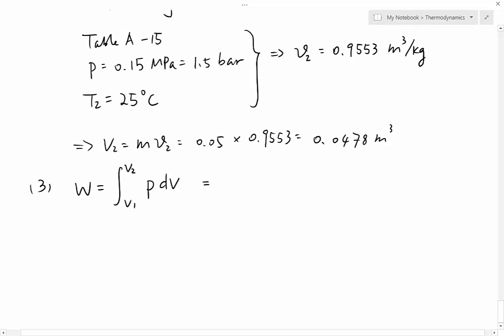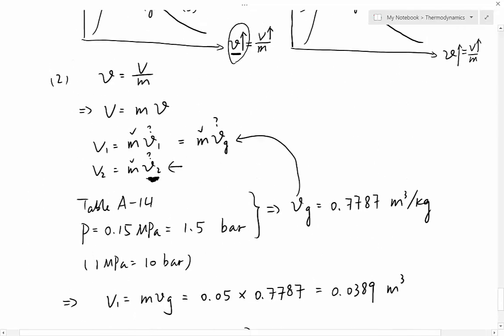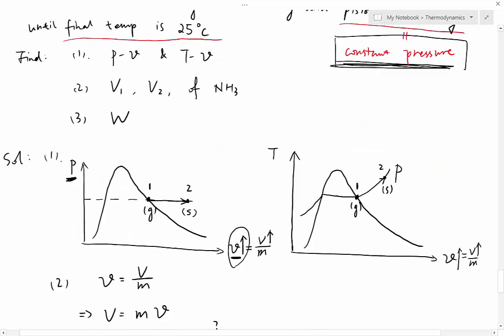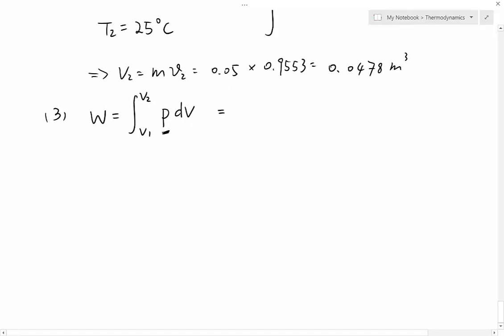Okay, pressure. What happens to the pressure in my integrand? My integrand is the pressure of the system, and my system is the ammonia. So what do we know about the pressure of the ammonia? It's constant, and the value is right here, 0.15 megapascal. So I have a constant integrand, meaning I can take it out. What is left is V2 minus V1. Do we have V1? Yes. Do we have V2? Yes. Do we have pressure? Yes. We have everything on the right hand side.